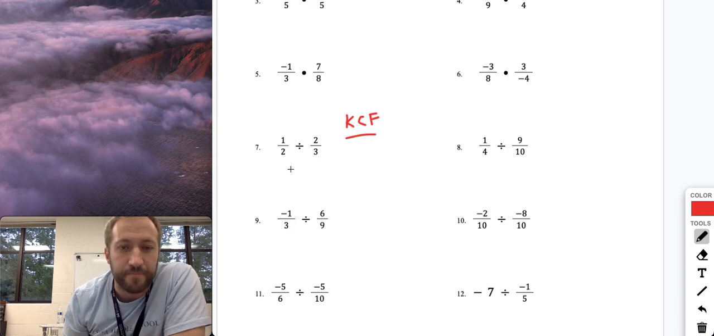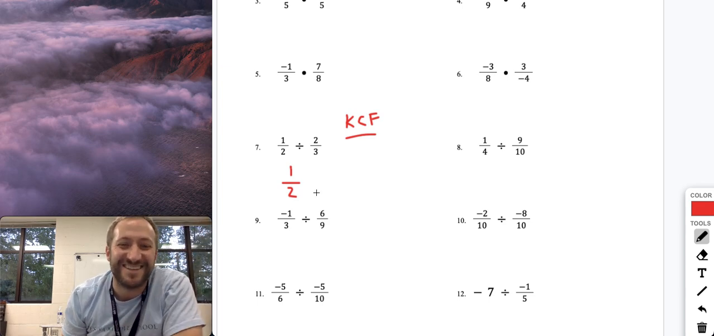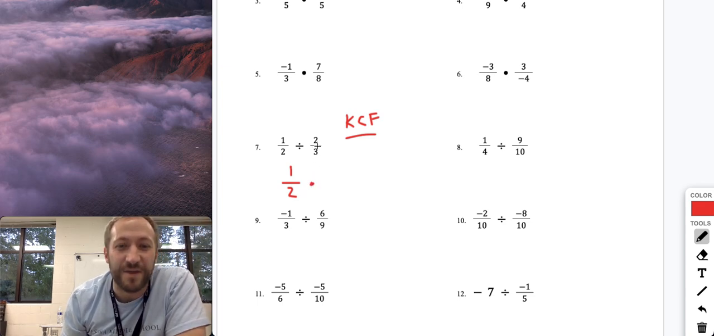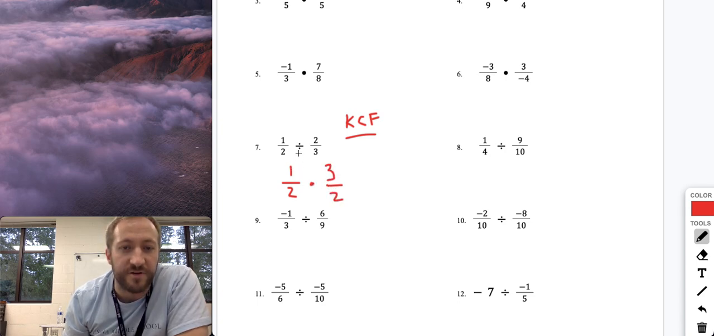Let me show you what that looks like. So I'm going to keep the first number the exact same. I'm going to turn division into multiplication. And then I'm going to flip the second fraction, or find the reciprocal of it. That's the real math word, and that's really important that you guys know that word. So look what I've done. I've kept the first fraction the same. I've turned division into multiplication, and I've flipped the second fraction. I found the reciprocal. So now the numerator is in the denominator. The denominator is in the numerator. So now this is just a multiplication problem.